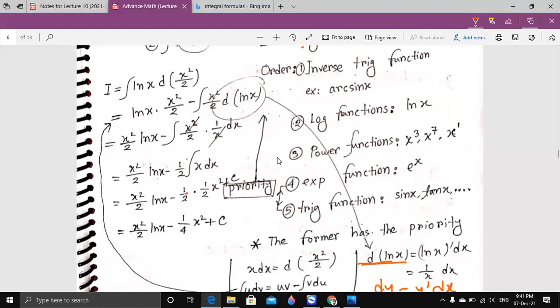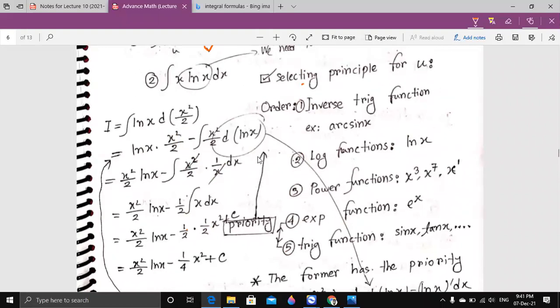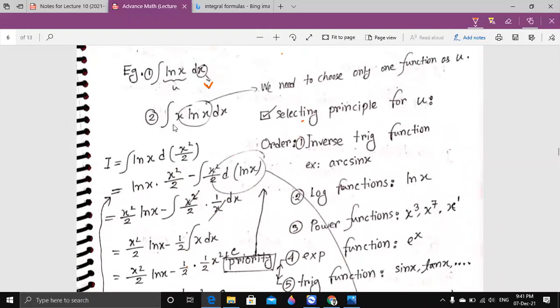Can you repeat from the second line? Yes, I can. So we have integration of x ln x dx. So now we have to apply our integration by parts formula.